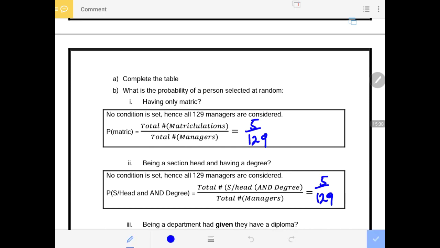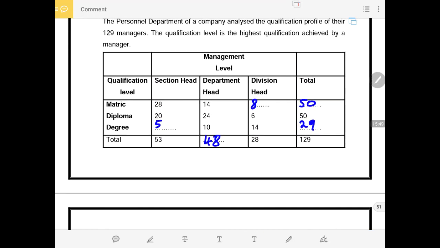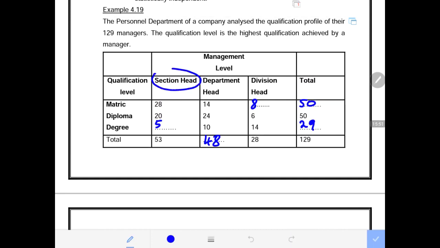And I want to bring you to Roman figure 2. Roman figure 2 said "and having". Take note, under "or" we just took the total, but here it says being a section head and having a degree. That is why now we scroll down. They said being a section head and having a degree. So we said section head, scroll down. When we get to a degree, we need to stop. So that is why we stop there, because there's the word "and", meaning being a section head is not a total.